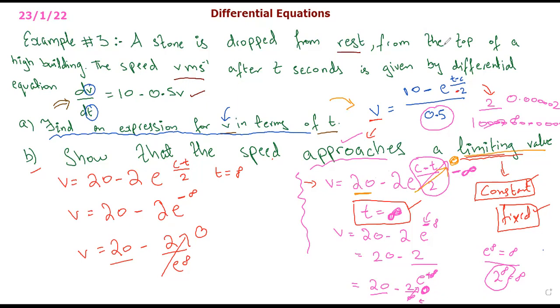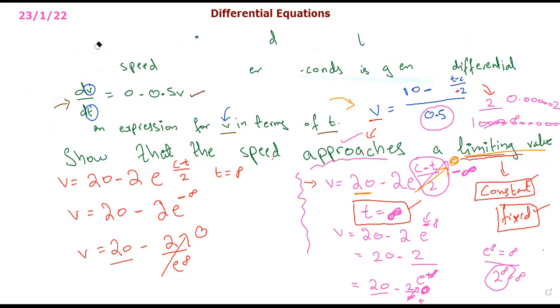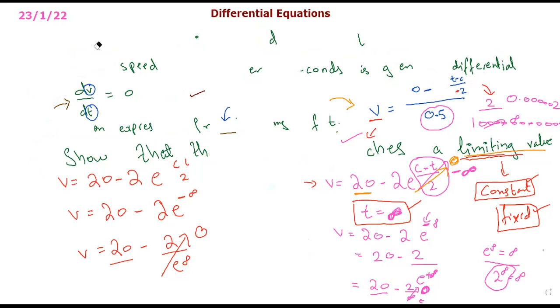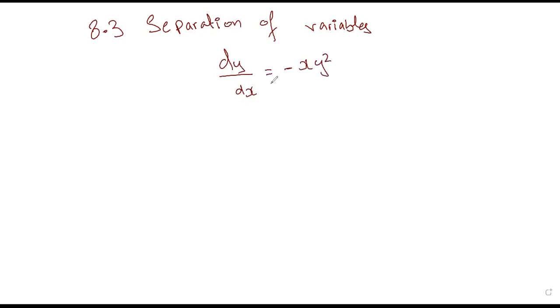Now I'll rub all this, and we have the last section. In fact, I'll clear all of it. So we have 8.3, separation of variables.